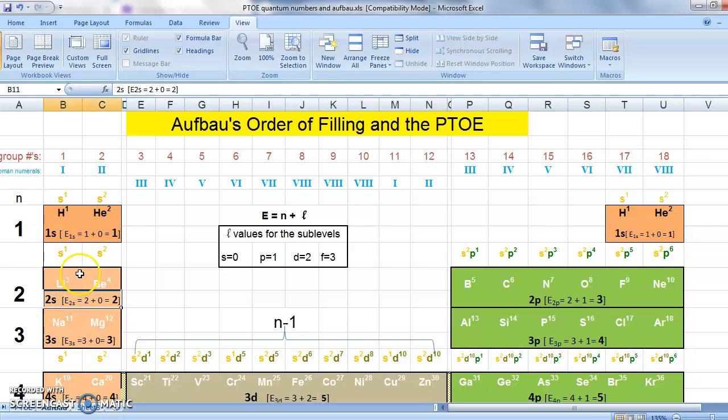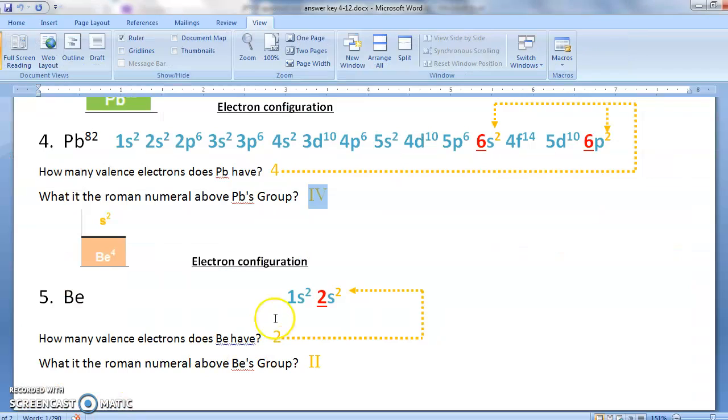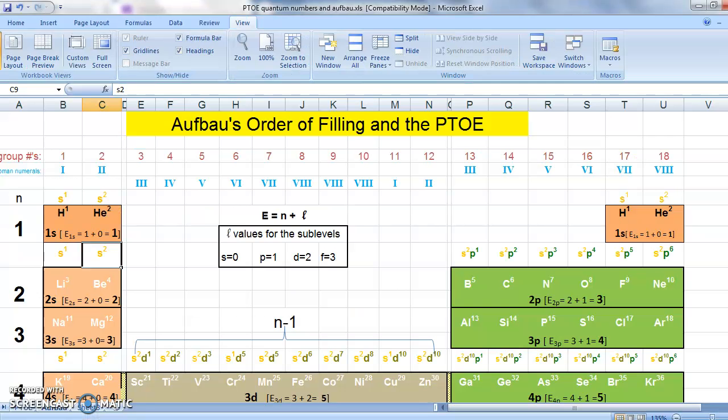It is in the 2s, and it is the second column in the 2s, so it should end in 2s2. So right away, we know it should be 2s2. We can go ahead and put in 2s2. That's where it should end. Now we jump up to square one and we fill in all the sublevels that take us to 2s2. That's only one. So we go back here.